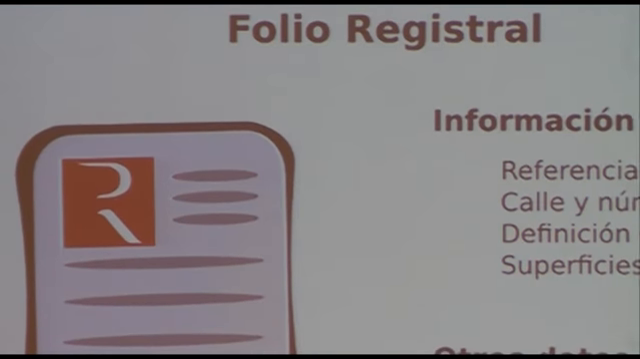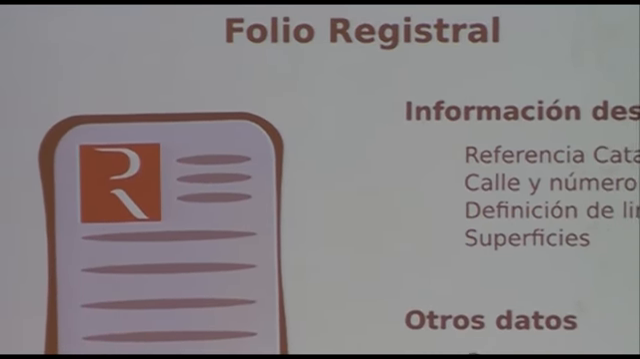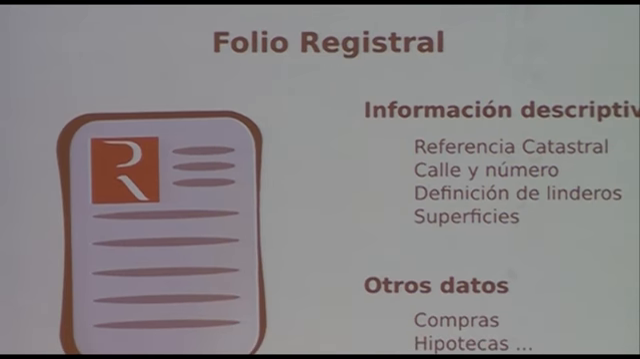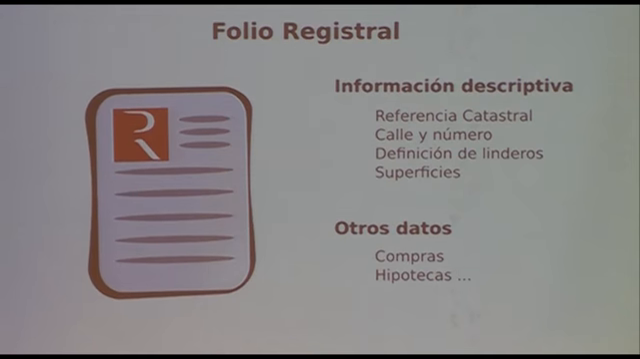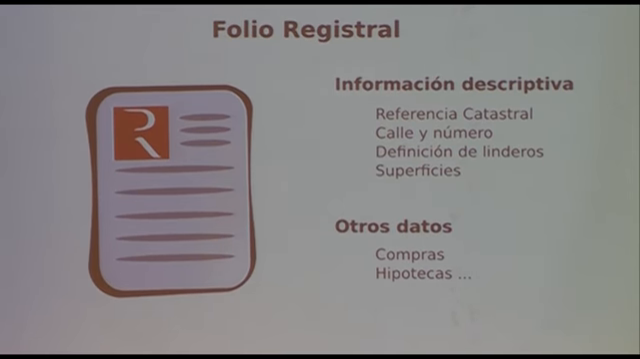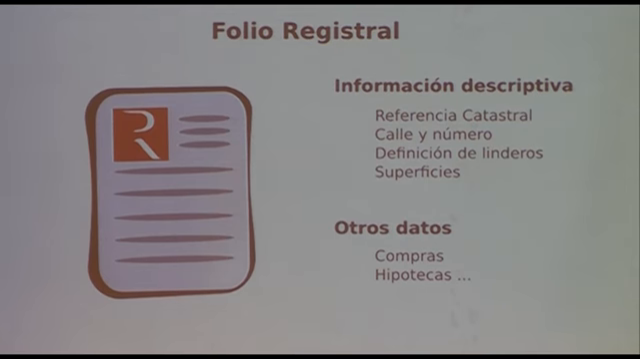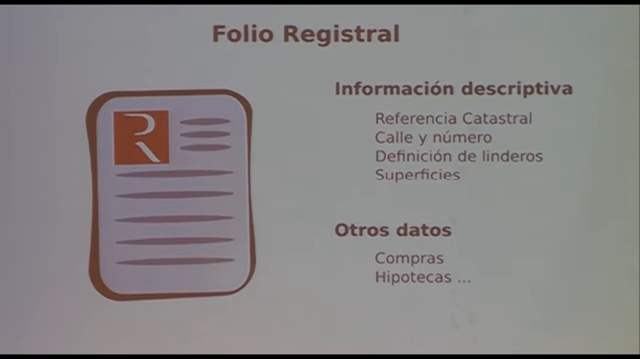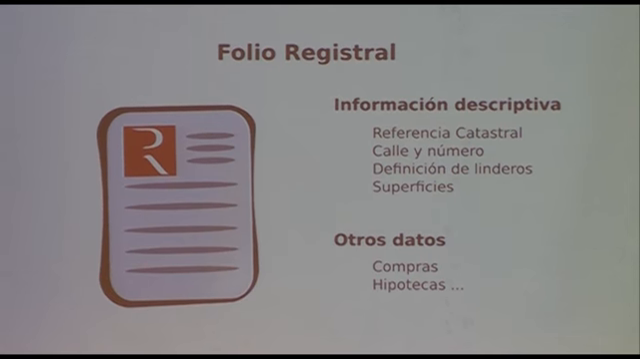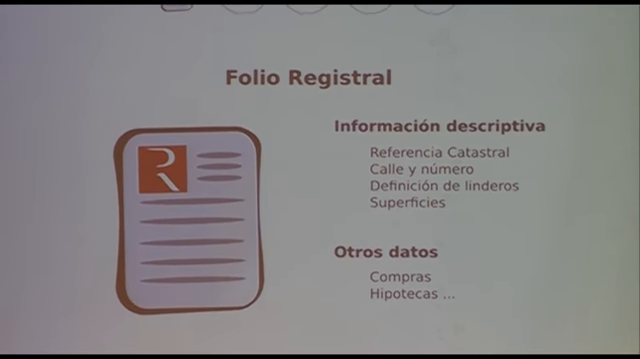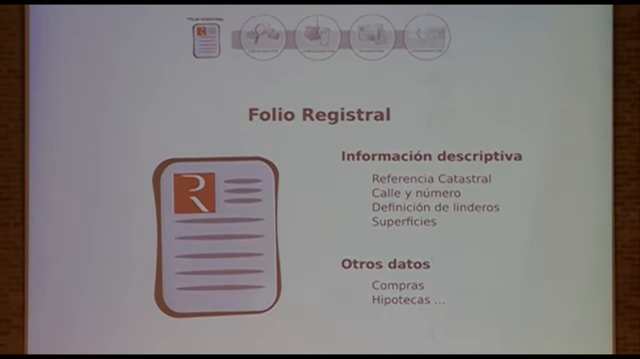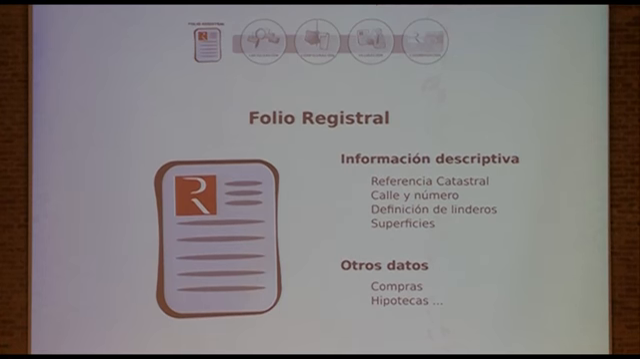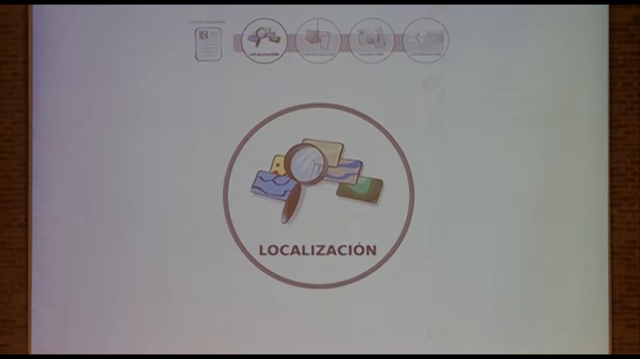Our registration sheet is the very starting point. What information is compiled in this particular sheet? Well, the most important details have to do with a description of the property. Basically, this includes the location of the property, a description of the area, the boundaries, the owners, the street, the address, a number of details and data. Additional information is also included, such as purchases, mortgages, etc.